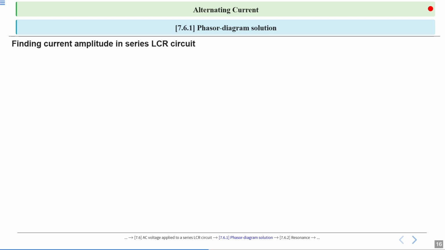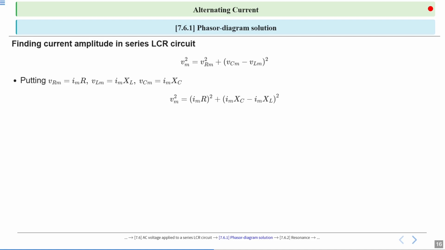So, finding the current amplitude in a series LCR circuit, Vm square equals VRm square plus (VCm minus VLm) square. Now putting VRm equal to Im R, VLm equal to Im XL, and VCm equal to Im XC, Vm square becomes Im R square plus (Im XC minus Im XL) whole square. Taking Im square common, we get Im square times [R square plus (XC minus XL) whole square].